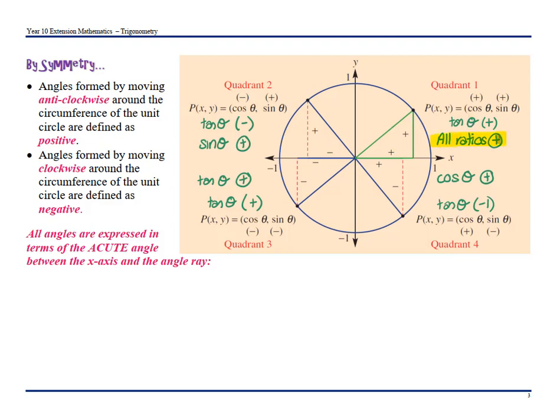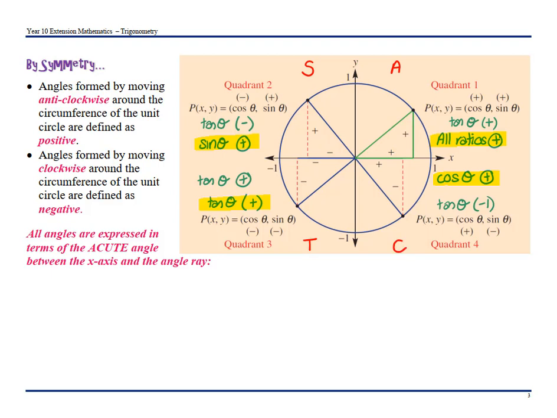So all ratios are positive in the first, sine theta is positive in the second, tan theta is positive in the third, and cos theta is positive in the fourth. So we have all, sine, tan, and cos in terms of positive.